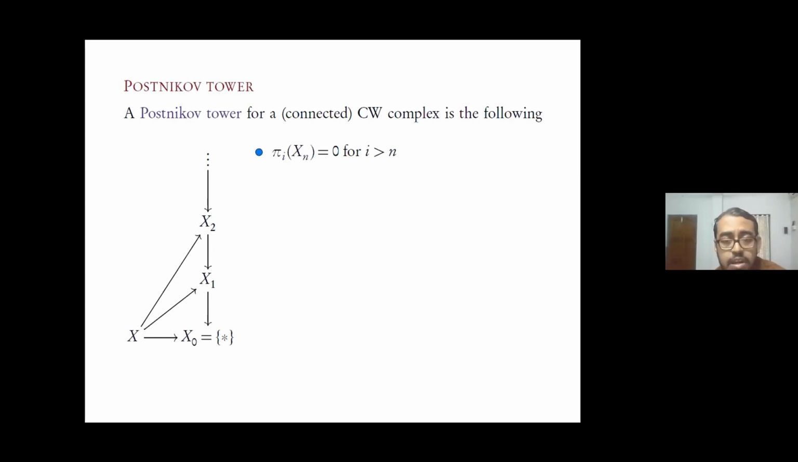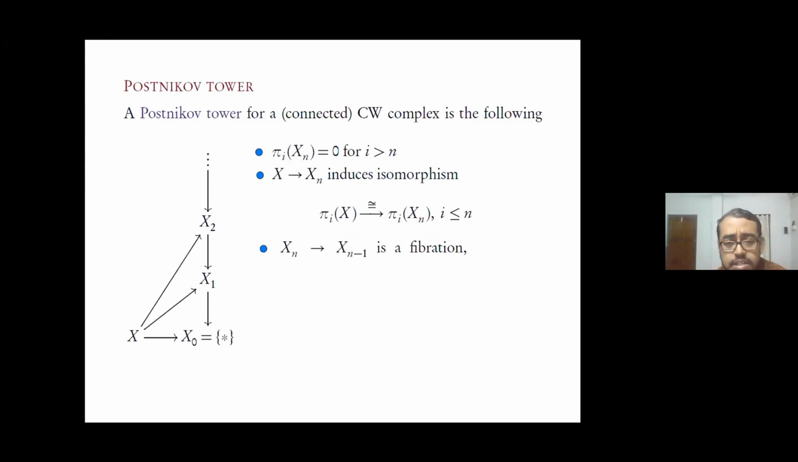The second property says that these slanted maps from X to Xn are not just any maps, they are maps which induce isomorphisms on the lower homotopy groups, meaning they are isomorphic on the ith homotopy groups from X to Xn when i is less than or equal to n. Because if i is bigger than n, this is 0 anyway, and you do not expect an isomorphism, but you expect it in the range i less than or equal to n. That's the second property.